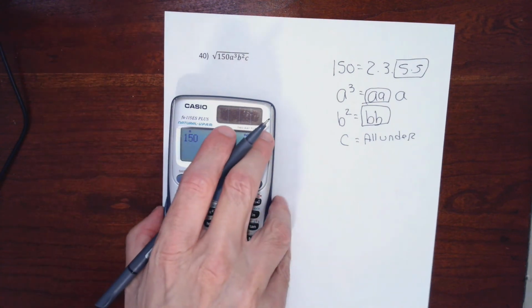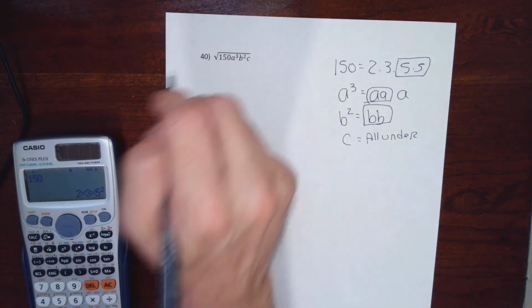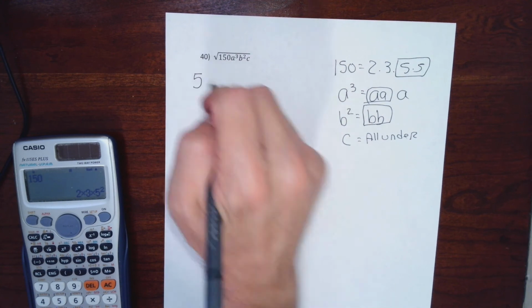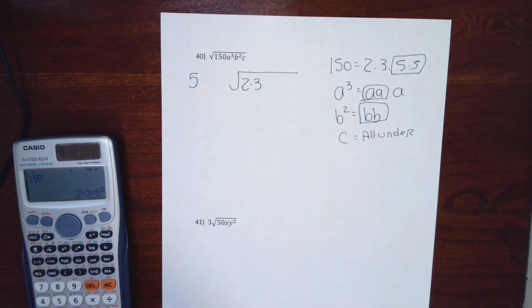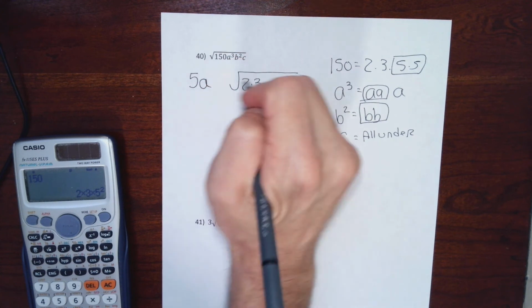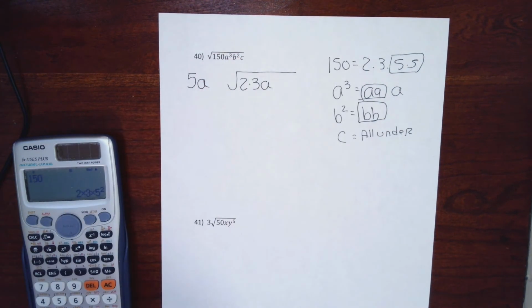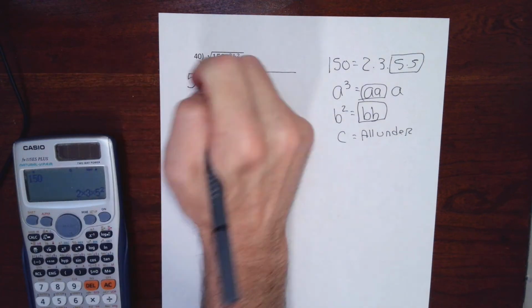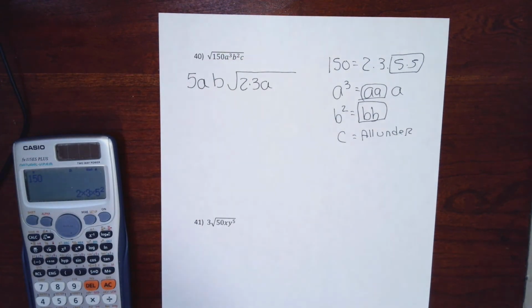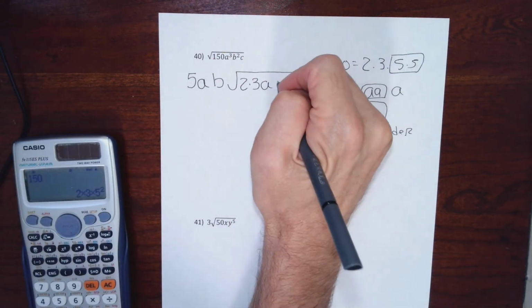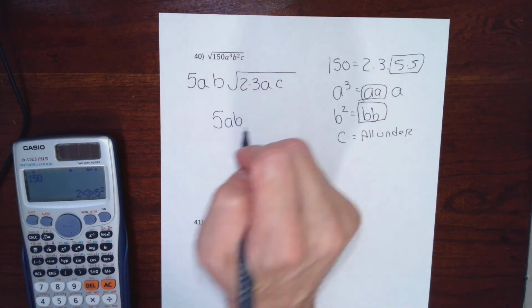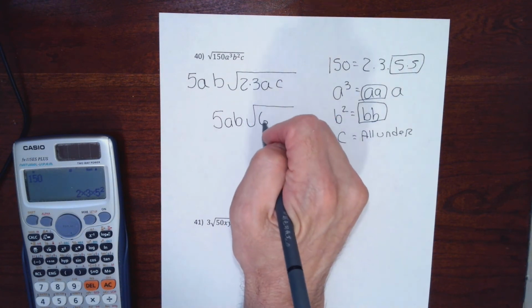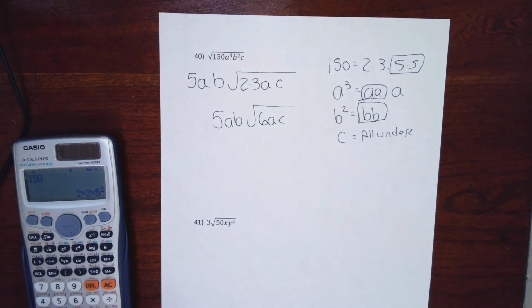So if I try to digest what I have here, I'm going to start off, I'm going to put a 5 outside my radical and a 2 times 3 under my radical for the 150. For the a, I'm going to get an a to the first outside and an a to the first under my radical. For the b squared, I get a b outside the radical, no b under, and the c stays under my radical. So for an answer to 40, it's going to be 5ab times the square root of 6ac.